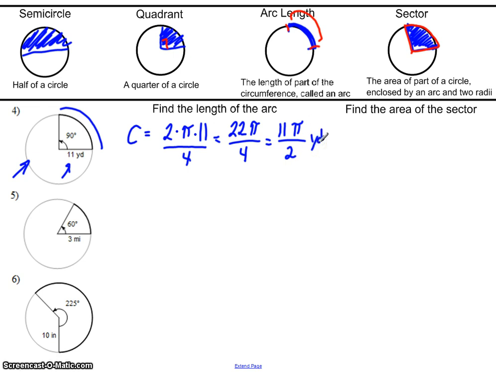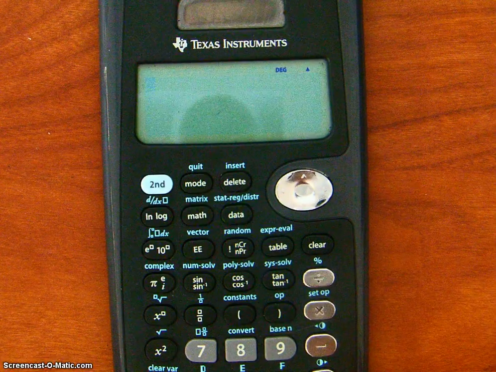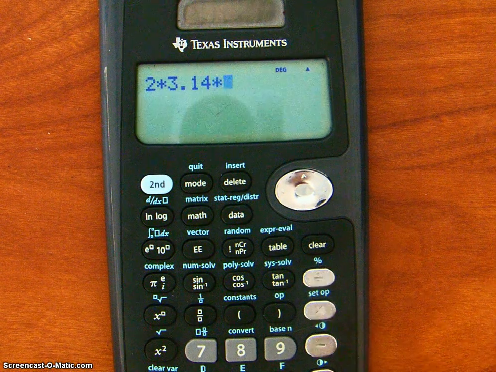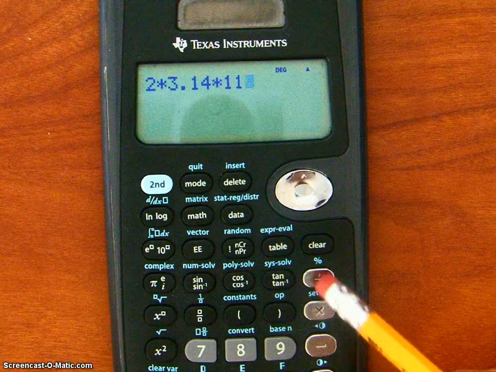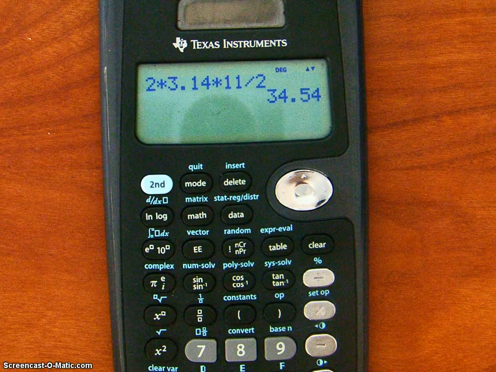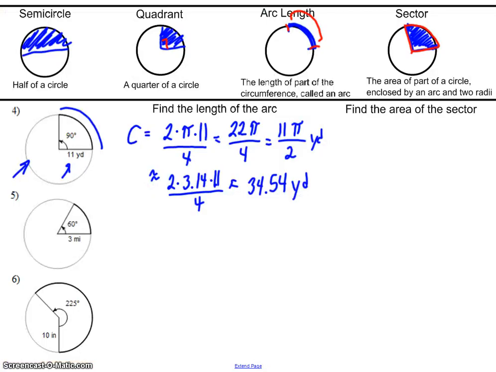Now, what if I wanted to do it in approximate form and get a decimal? Well, I do the same thing, except I can just put 3.14 in for my pi value. And I might as well just punch the whole thing in the calculator because I'm going to get a decimal anyway. So 2 times 3.14 times, let's say 11, divided by 2, leaves me with 34.54 yards as that arc length. And there we have it.